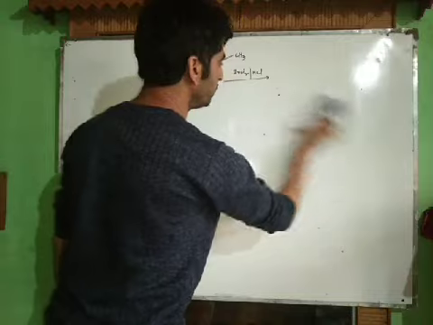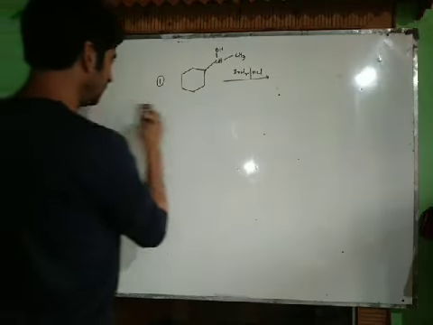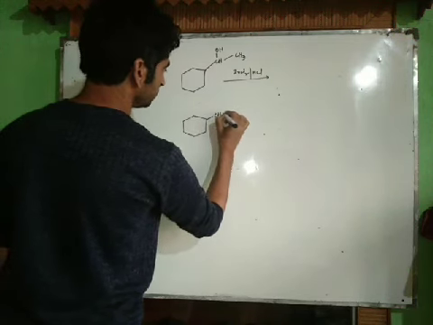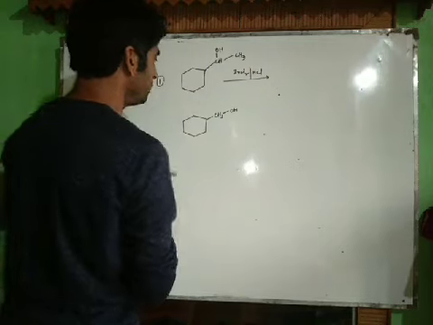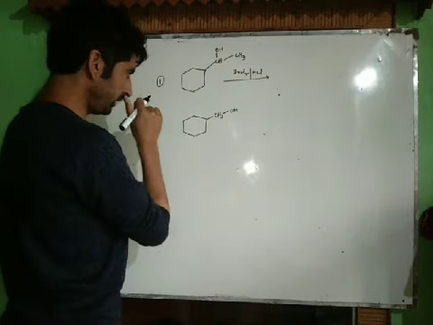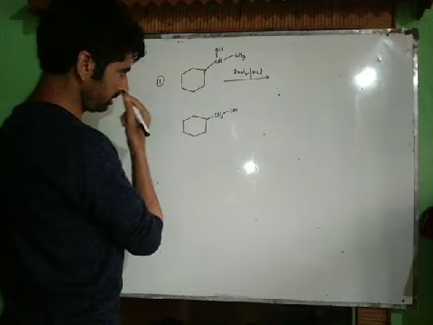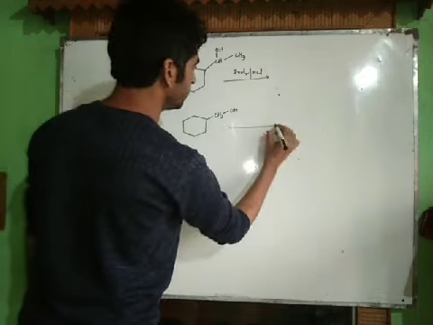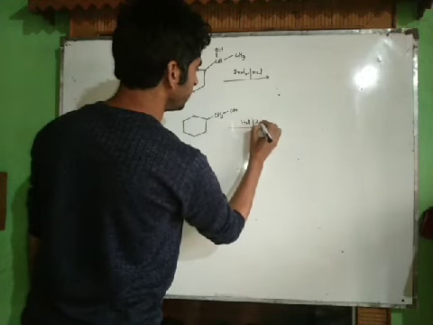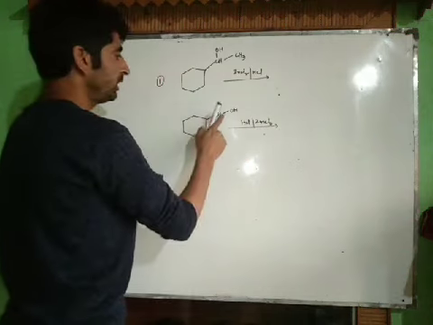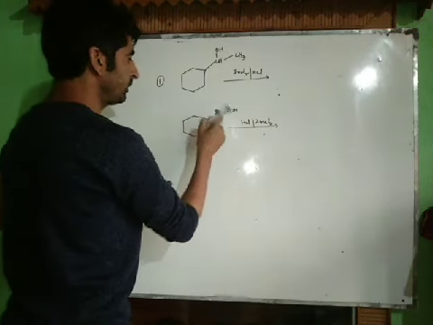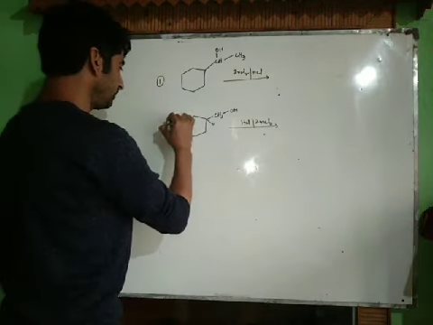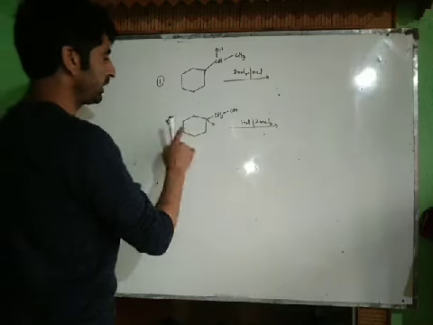Do practice more and more questions. Question number 2: CH2OH. Now while doing this question, you may think that this is a primary alcohol and cannot undergo reaction with HCl and ZnCl2. But see, once the OH group is lost, this is a primary carbocation. It can undergo rearrangement to form a tertiary carbocation. Therefore, this also shows reaction with Lucas reagent.